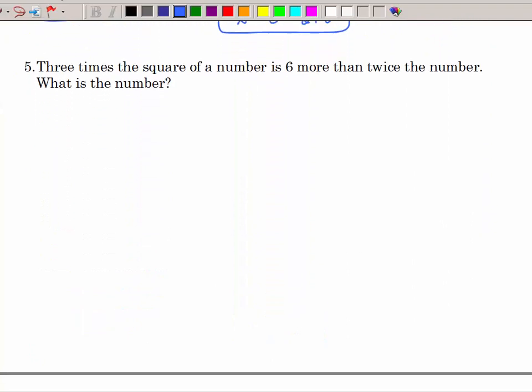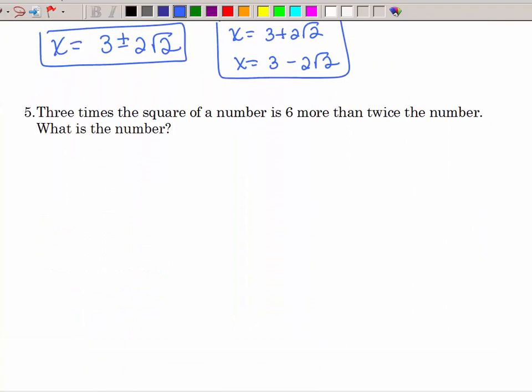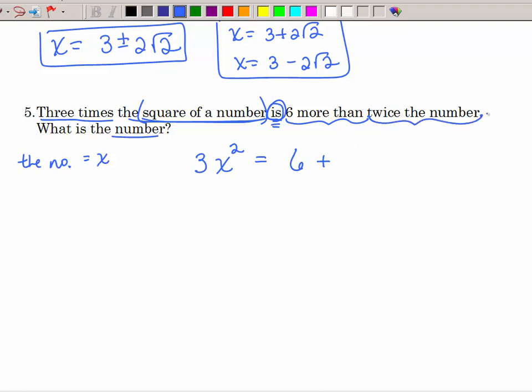Let's look at our last example. 3 times the square of a number is 6 more than twice the number. What is the number? Well, the good news is we're just looking for x, right? The number is x. Now what do we have to do with that? 3 times, well, I know what that means, right? Multiply by 3. The square of a number. Well, okay, so 3 times not just the number, but the square of a number, which means I have to square my x, is, right, that's the equal to, 6 more than, remember that's 6 plus twice the number. Twice means, you got it, 2 times, 2x.